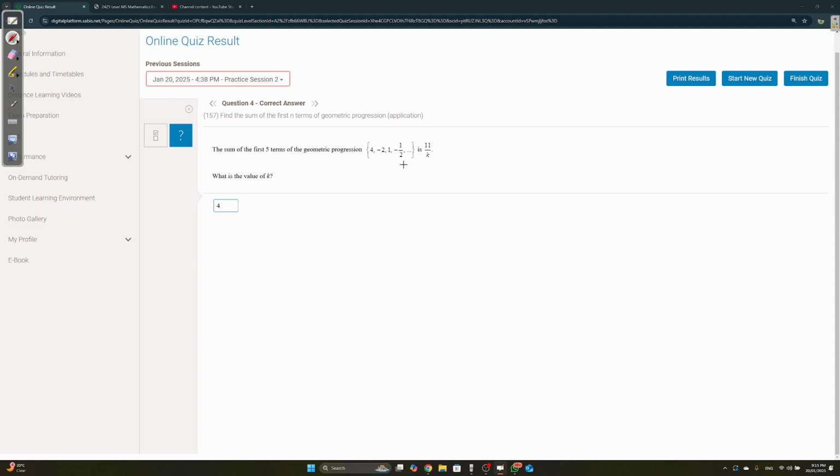But let's teach you the proper way. Let's say instead of 5 they said 10, and I don't think anyone's going to keep on multiplying by the common ratio 10 times.